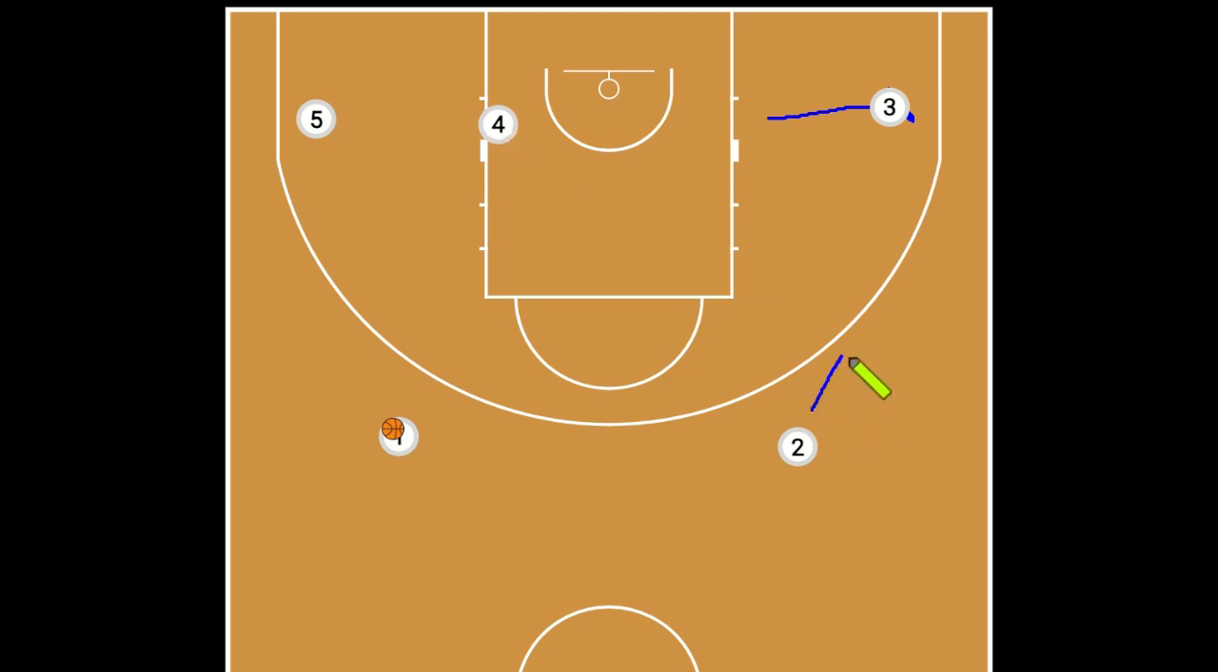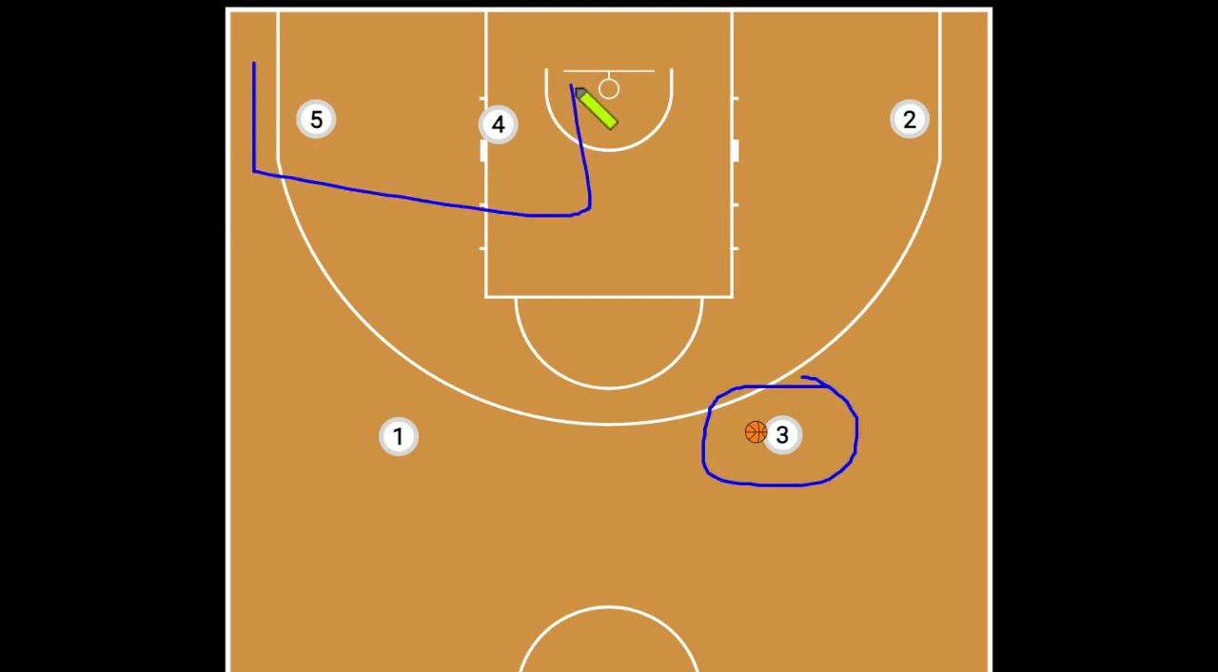Now, number 2 is going to come and set a down screen for that initial screener. Okay, then number 3 is coming off of the screen, and now number 1 is going to hit number 3 with a pass when they come off the screen. And now we are completely reset into that same flex action, but now on the opposite side of the floor. So as you can see, we're set up almost in the exact same way that we were set up when we started, except now the ball is over here.